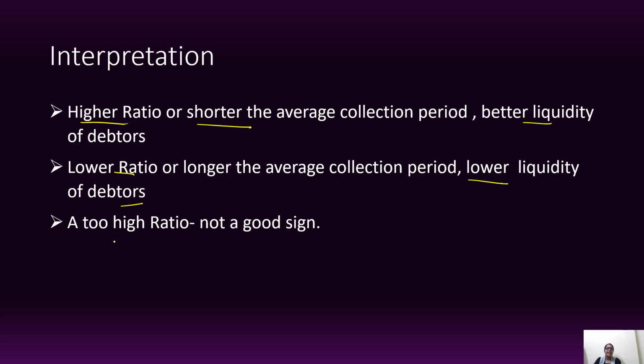Now, a too high debtors turnover ratio is also not a good sign because it could mean loss of potential sales that a firm does not have, or it lacks the necessary resources in order to make credit sales, and thereby it loses sales and thereby profits. So, too high a ratio is not good. High ratio is good, but low ratio is also not good.